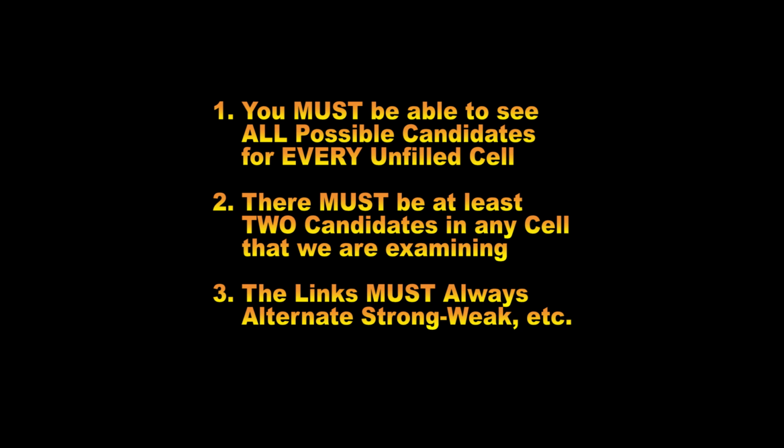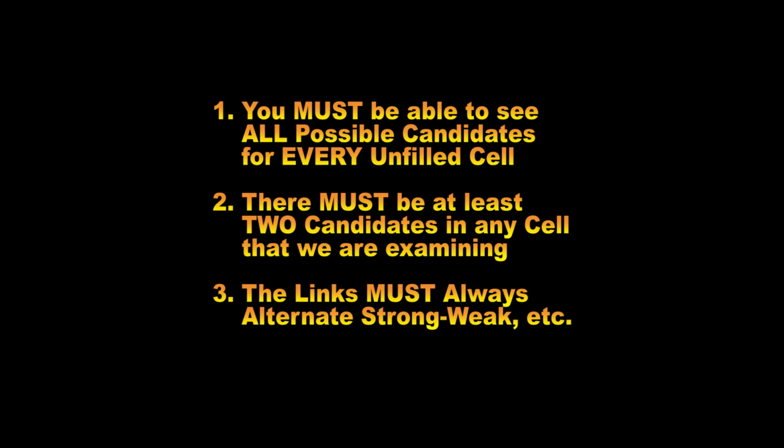And third, just remember that in any kind of chain or loop, the links must always alternate: strong, weak, or weak, strong, or you won't be able to make any sense out of it. I explain the reasons for this in videos number 3, number 4, and number 33. So if you are unsure about why this is true, please go back and watch those 3 videos, okay?